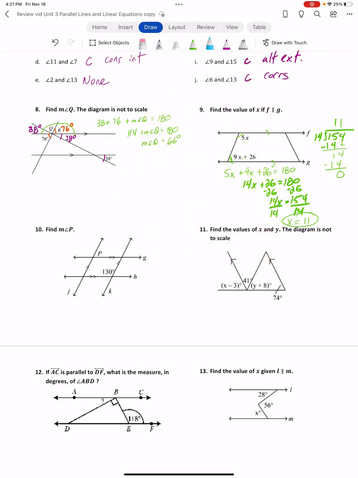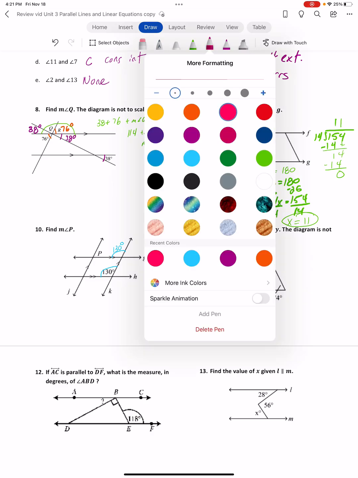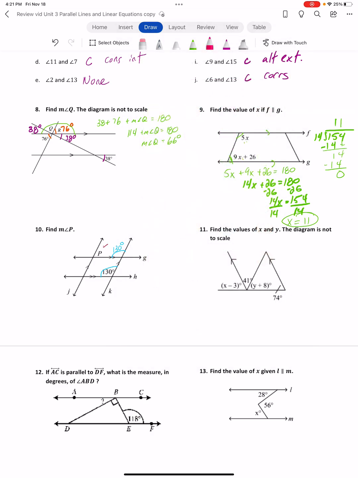For my next one here, if I know that the lines are parallel, I know if this angle is 130, then this one also has to be 130. I know that these two angles are consecutive interior, so they add to 180, so the measure of angle P plus 130 is equal to 180. So subtract 130 from each side, so the measure of angle P is equal to 50 degrees.